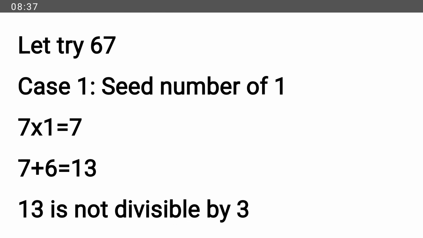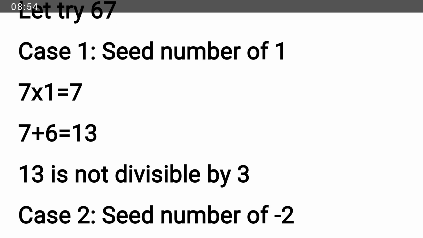Now let's try the case of 67. Let's see if it is divisible by 3. Now let's see the case when the seed number is 1. 1 times 7 is 7. If we add 7 to the remaining digit, which is 6, it gives 13. So you see clearly here that 13 is not divisible by 3.